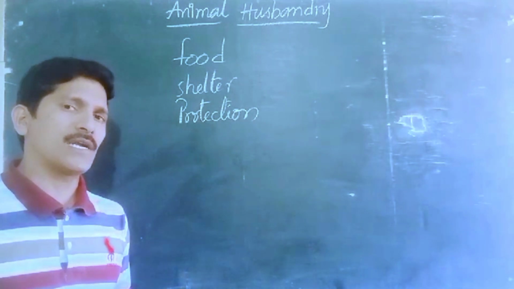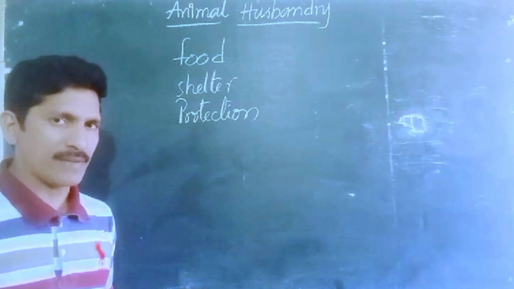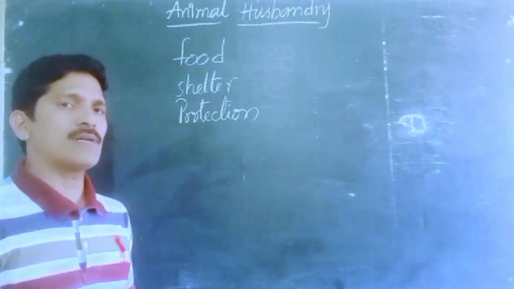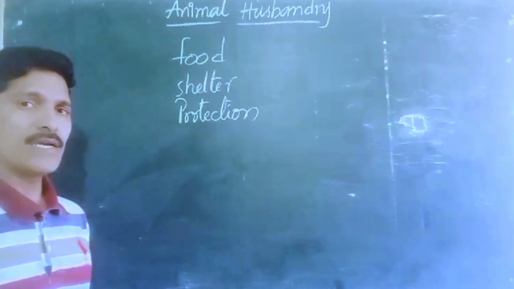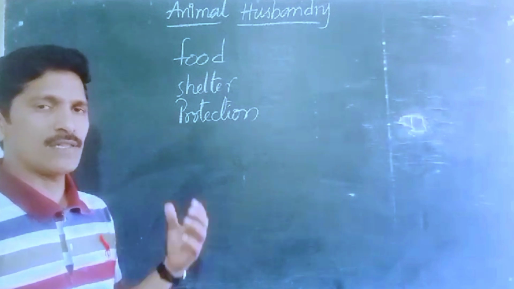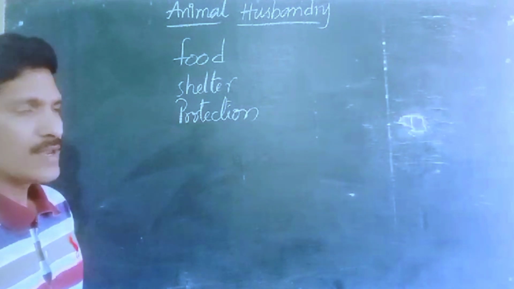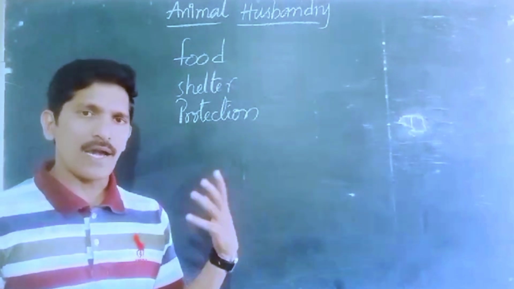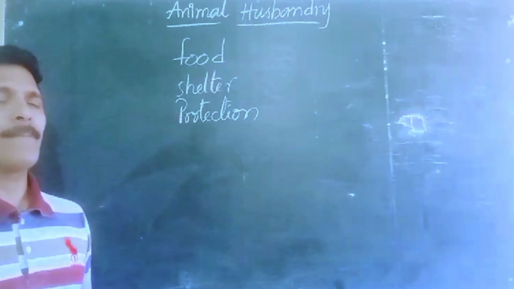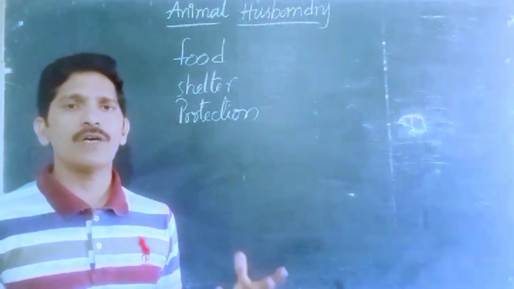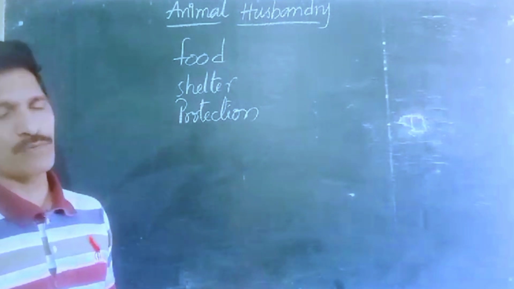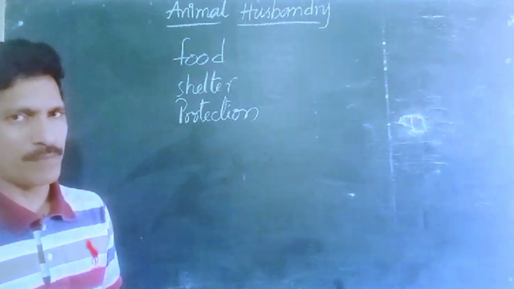Animal husbandry, generally, we say, is the rearing of animals. Rearing of animals is not a simple task. It involves many things, and these are the three most important things for animal husbandry. And we already discussed that animals are domesticated for the purpose of food, transportation, and agricultural purposes.